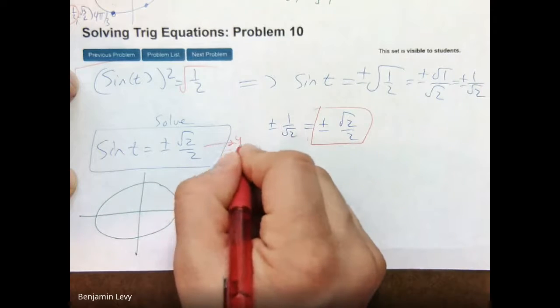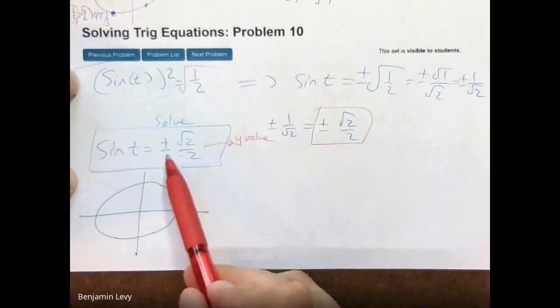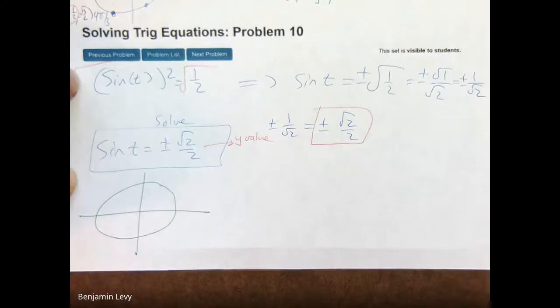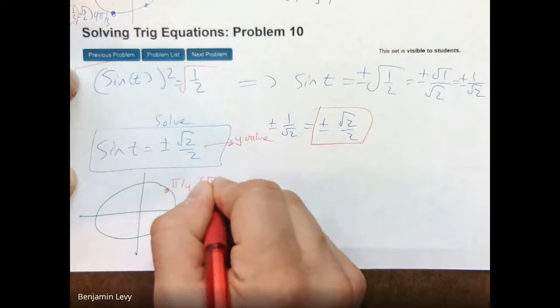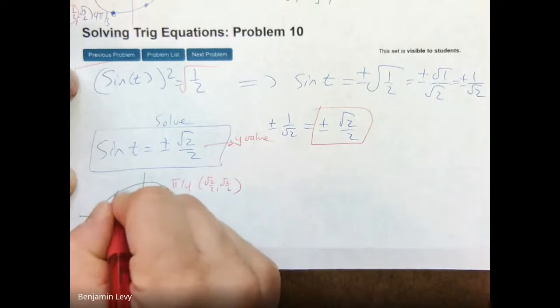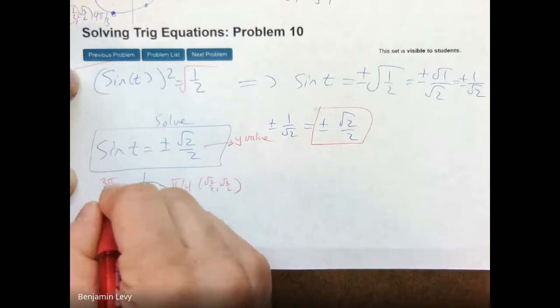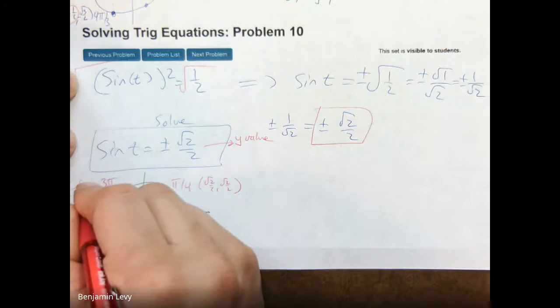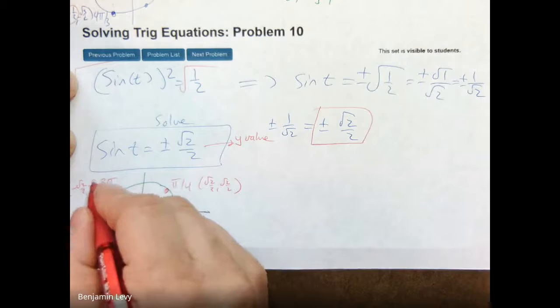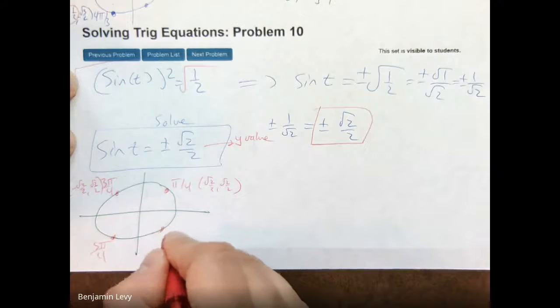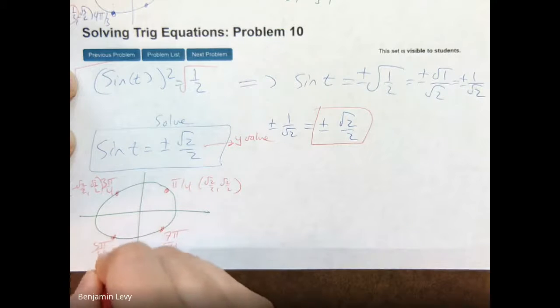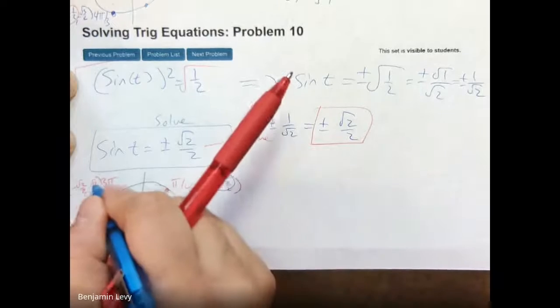Okay, so this is a y value. Where are the y values plus or minus root 2 over 2? This is what Cameron had said before. Pi over 4. Yeah, all the pi over 4 places. So pi over 4 would be root 2 over 2, root 2 over 2. 3 pi over 4, because that one is minus root 2 over 2, root 2 over 2. That would be 5 pi over 4, and also 7 pi over 4. All the pi over 4 places have y values with root 2 over 2s.